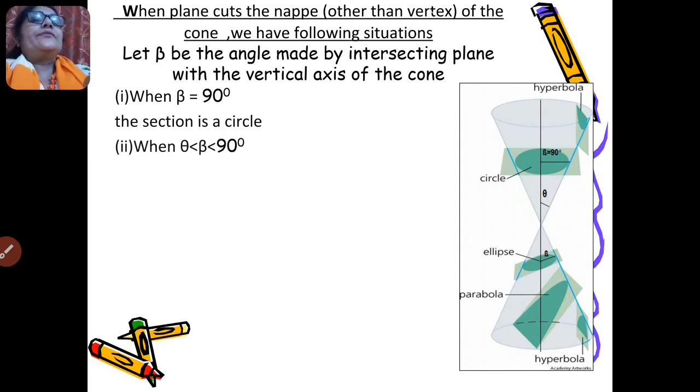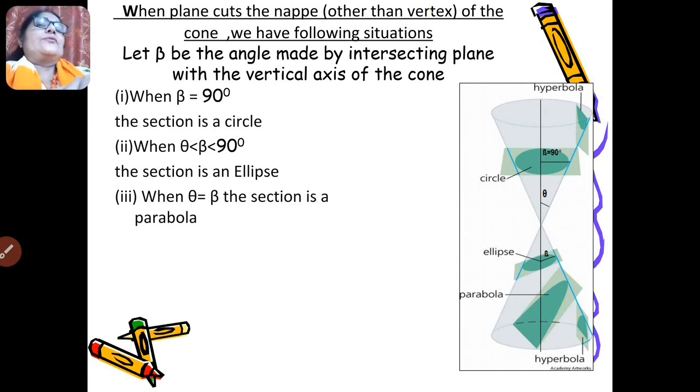Now, second, when beta is greater than theta. What was theta? Theta was the angle between the axis and the generator. Theta is less than beta but beta is less than 90 degrees. The section formed is an ellipse.